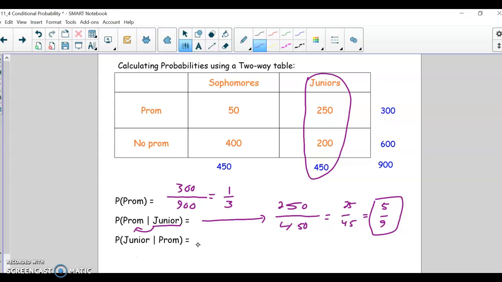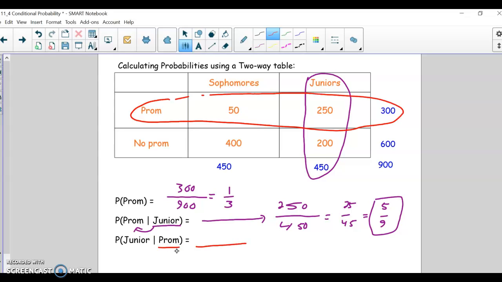Okay, and so believe it or not, this next one is different. It seems like it's just the order that is different, but now it's probability of junior, given that you went to prom. Given that you went to prom means now we are looking at just the prom people. So this back number is your bottom number. Here we have 300 prom people, and out of those 300 prom people, how many were juniors? If I highlight them there, there are 300 prom people, 250 were juniors. So my probability that I'm a junior, given that I went to prom, is 250 out of 300.